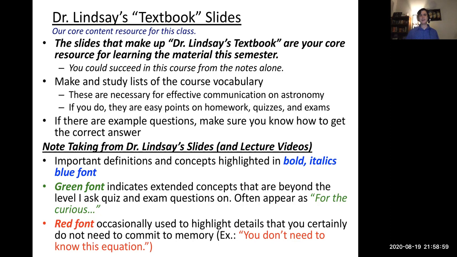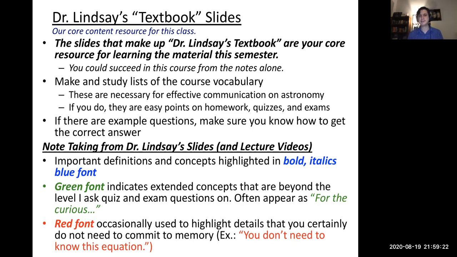I also have a color coding in my slides to help you actually pay attention to the things that you need to. So I have blue text, green text, and red text. The blue text will be bold and italics, and it's really the important definitions and concepts. These are the things you should write down. This is how you should build your concepts and build your vocabulary lists.